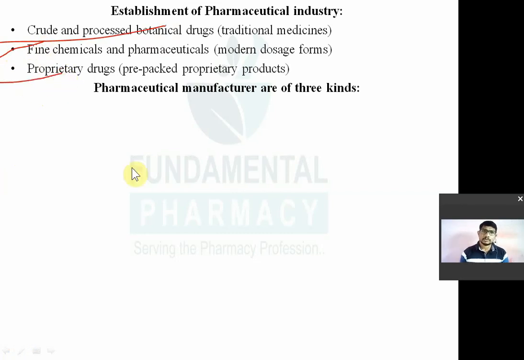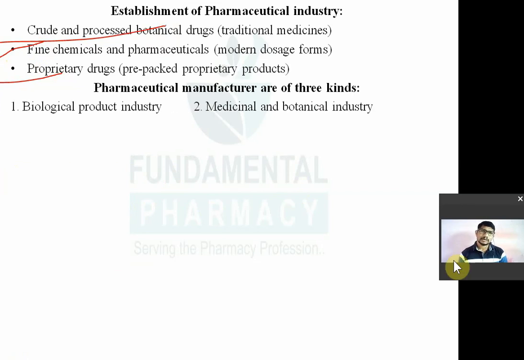Now, pharmaceutical manufacturers are again of three kinds. Pharmaceutical manufacturers are of three different types. So what are these? A pharmaceutical product manufacturer may be either a biological product industry.